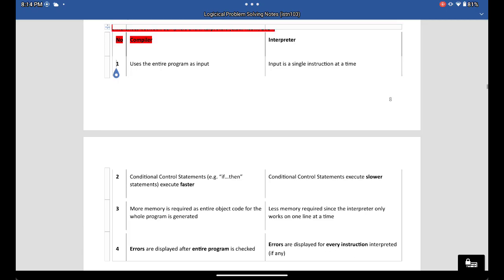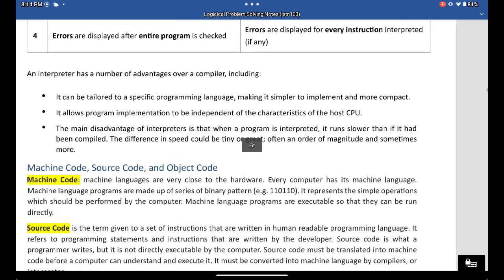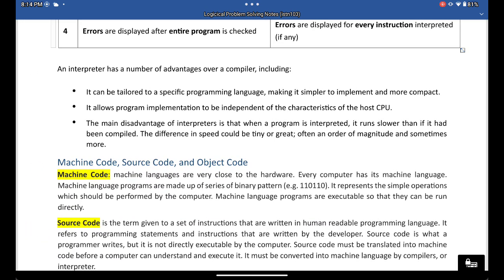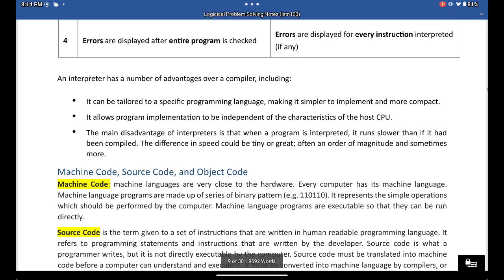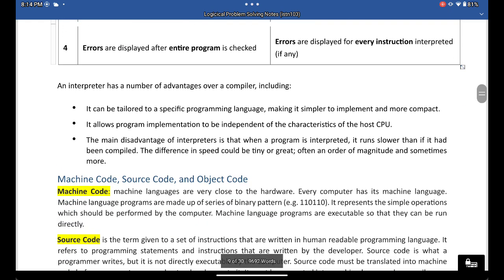So that's good actually. What are the advantages of a compiler? It can be tailored to specific programming languages, making the implementation more compact. More compact means smaller. It makes sense. It can be used with any language. It allows program implementation to be independent of the characteristics of the host. So it doesn't matter if you have Microsoft or Apple, it can be used on any computer.